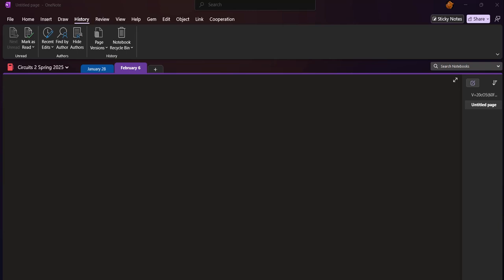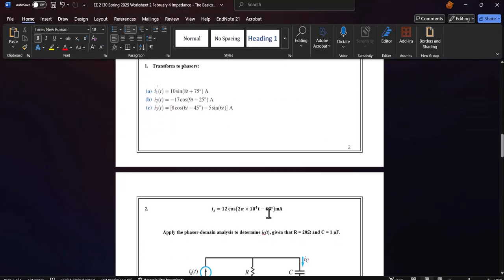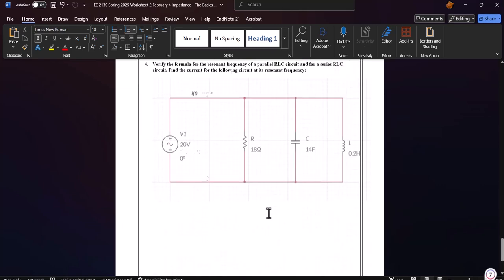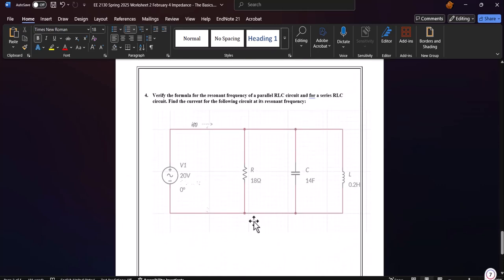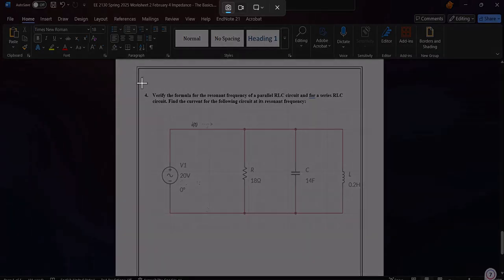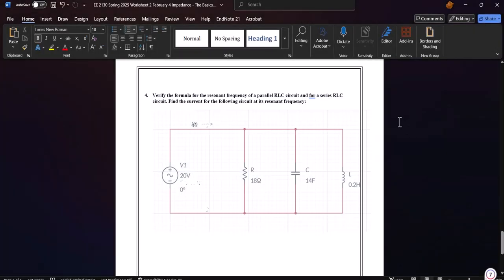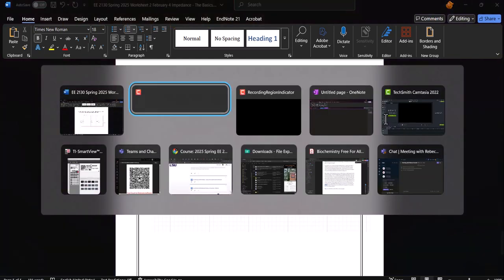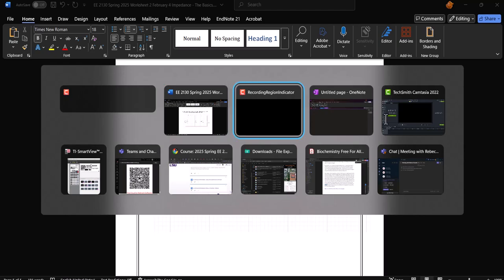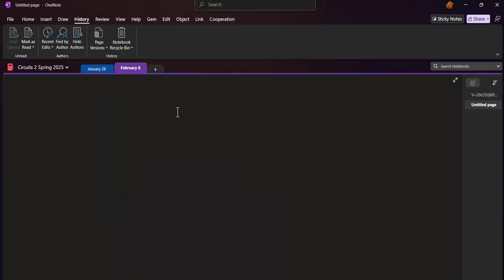Okay, so I am going to jump to the last problem now, which I haven't actually worked out yet, but I know what I'm doing, so it'll work. I say that confidently. All right, so verify the formula for the resonant frequency for a parallel RLC circuit and for a series RLC circuit, and find the current for the following circuit at its resonance frequency. So this will pretty much review everything, so even if we don't get to the other stuff, we'll get to that. So once again, it's not pasted.